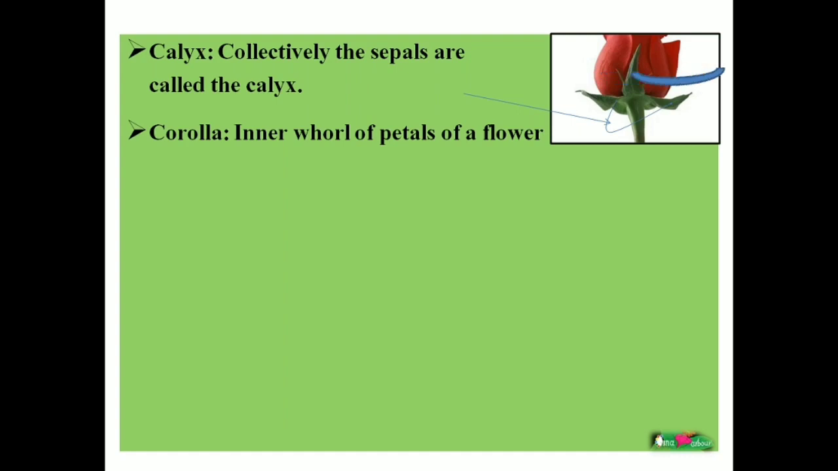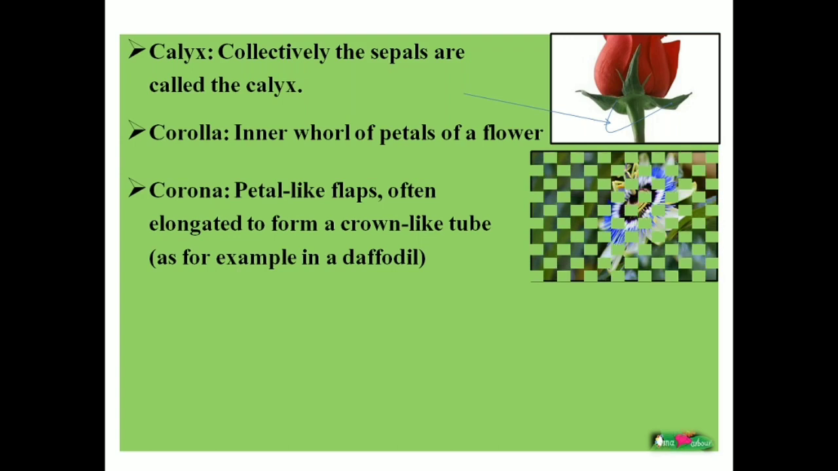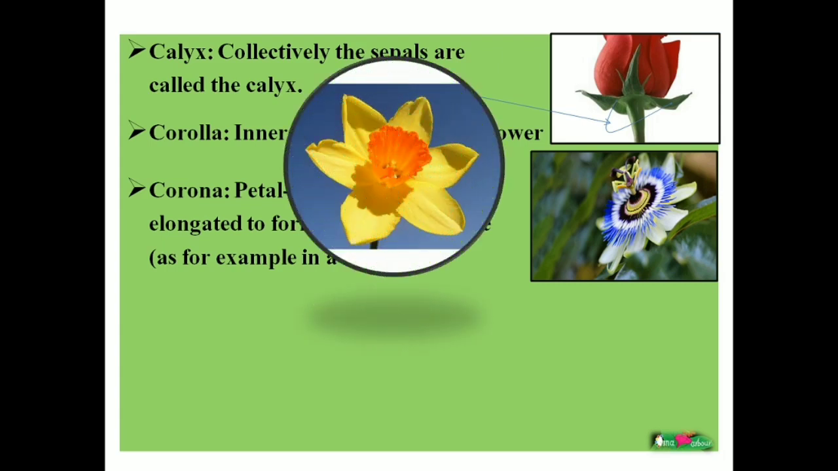Then next is corona. It is a petal-like, thread-like, thin tube-like, long, soft, spine-like flap. You can observe it in the picture. It is a passion flower, and this blue-colored thread-like structure is called the corona. Here is another picture. This is a daffodil, and you can observe the orange-colored part of that flower located at the upper side. This is called the corona.